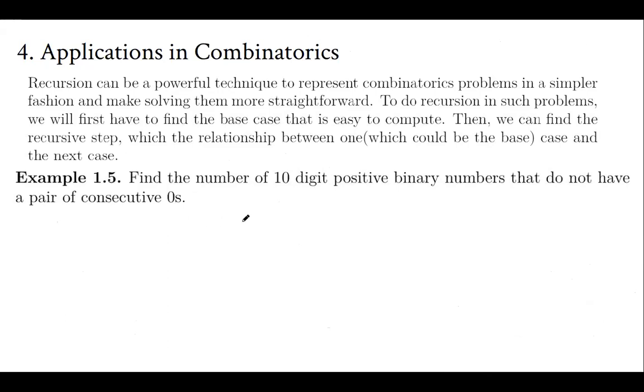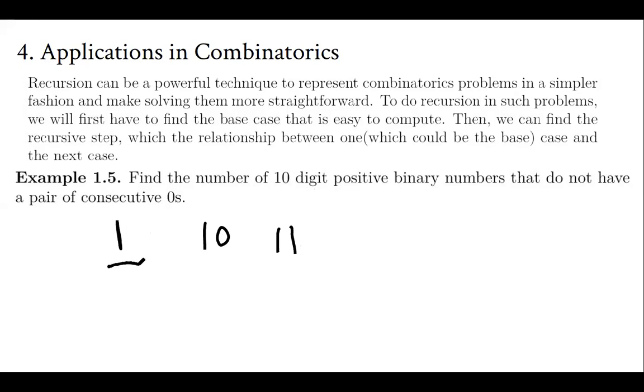So let's think about it. Let's start with a 1-digit positive binary number. The only possibility is 1. And then for 2-digit positive binary numbers, the only possibilities are 10 and 11. So let's try to think about it recursively.